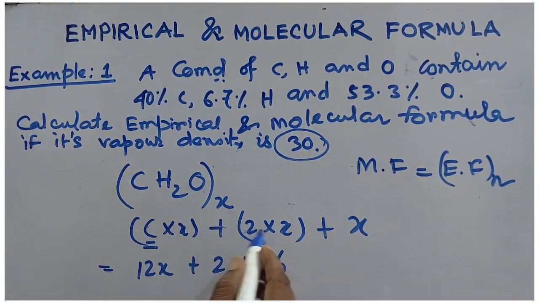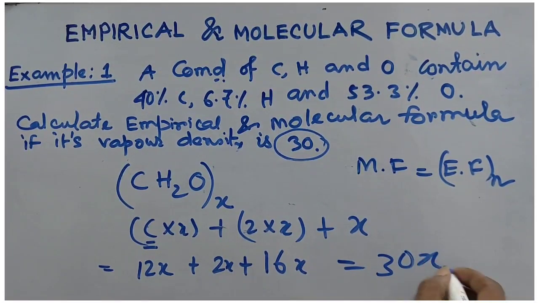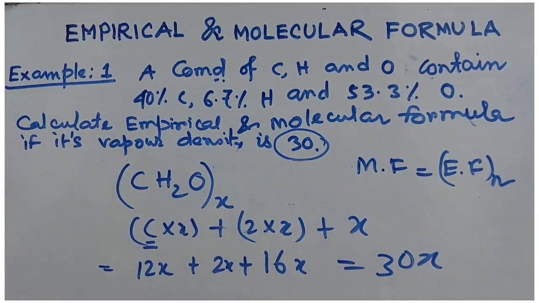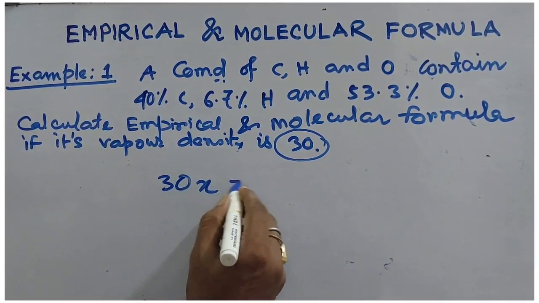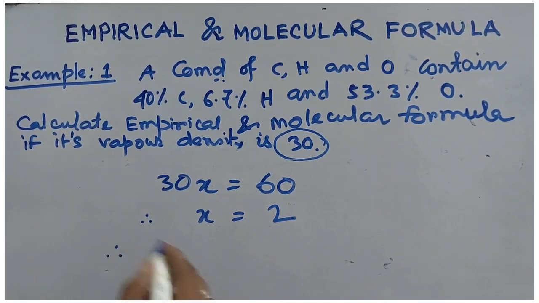Atomic mass of hydrogen, therefore 2, number of hydrogen 2, therefore 2X, and it is 16X. Therefore 30X. The molecular weight of that compound is 30X with respect to X, and by applying vapor density we get its molecular weight is 60. Now we can write 30X equals 60, therefore X equals 2.